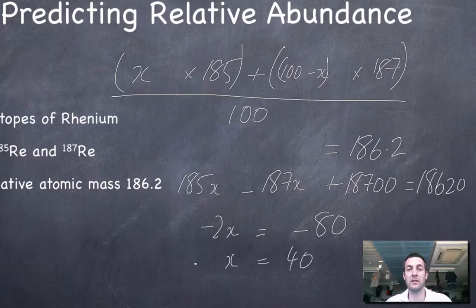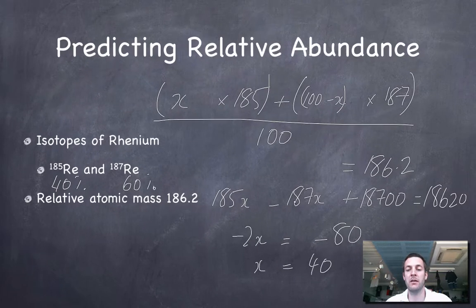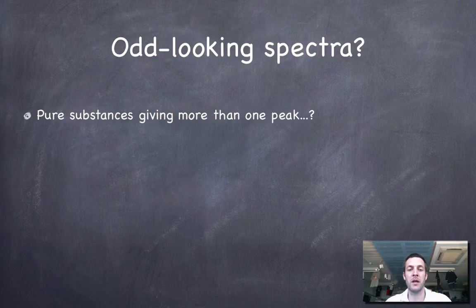Now what was x? Well, x was the relative abundance of the 185 isotope. So this one must be 40%, and this one must be 60%. A little bit of algebra there. I've missed a few steps out of the working there, but hopefully that didn't upset you too much. And that's all the kind of problems you're likely to see with the data from mass spectra.